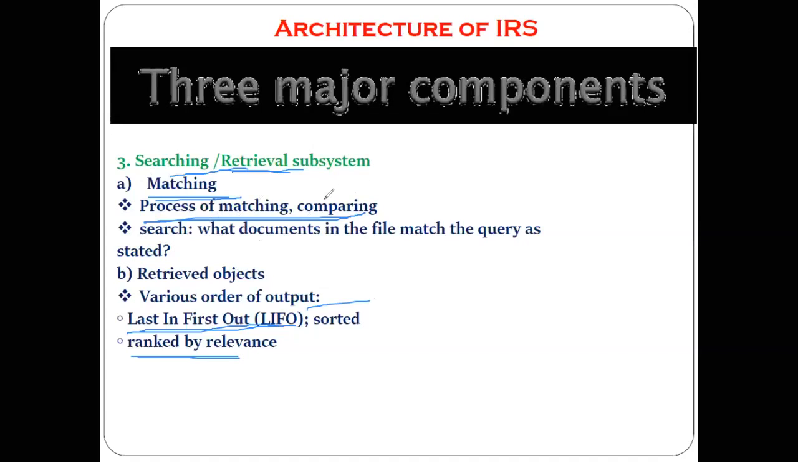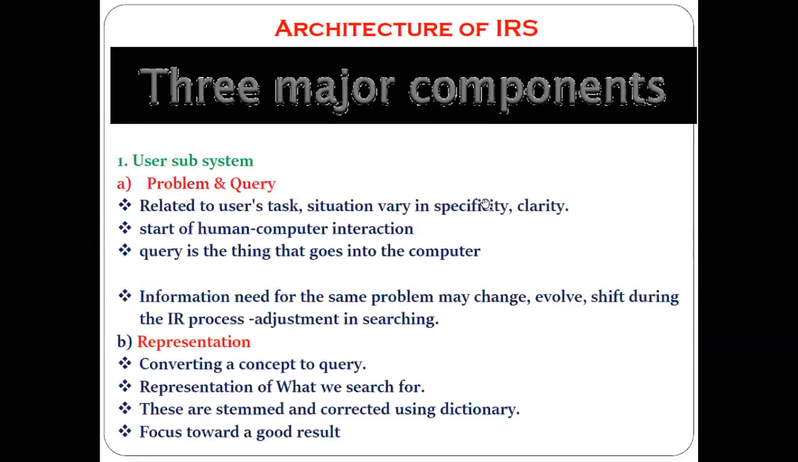So lastly is the searching, comparing or retrieval subsystem, where the process of matching and comparing happens: which documents in the file match the query that is stated. Initially, whatever query you have mentioned, exact matching occurs with that query, and according to your matching the retrieval process happens. Retrieving means certain documents get retrieved and the result is shown to you. So that is the last component, which is nothing but matching and comparing. The same part we can see in the architecture also.